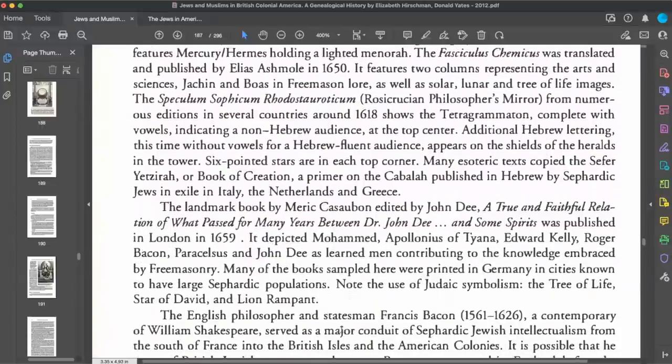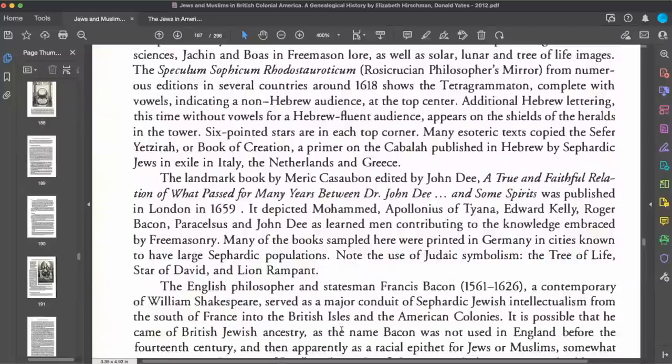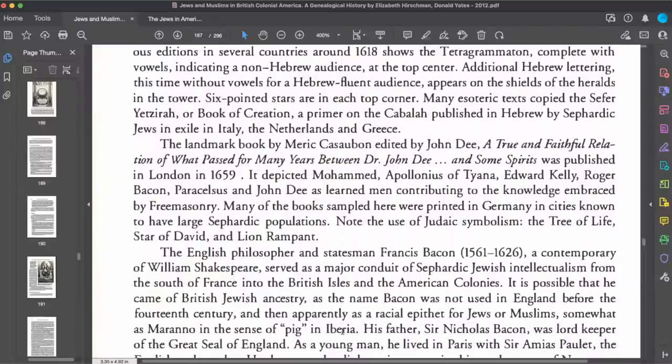The landmark book by Meric Casaubon, edited by John Dee, A True and Faithful Relation of What Passed for Many Years Between Dr. John Dee and Some Spirits, was published in London in 1659. They're dealing with spirits, see? It depicted Muhammad, Apollonius of Tyana, Edward Kelley, Roger Bacon, Paracelsus, and John Dee as learned men contributing to the knowledge embraced by Freemasonry.